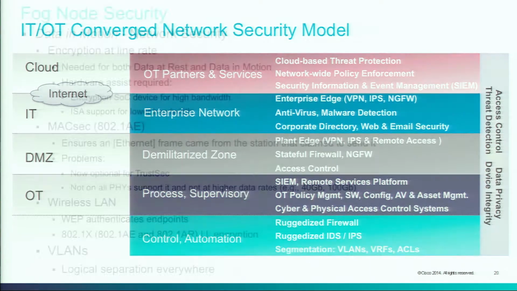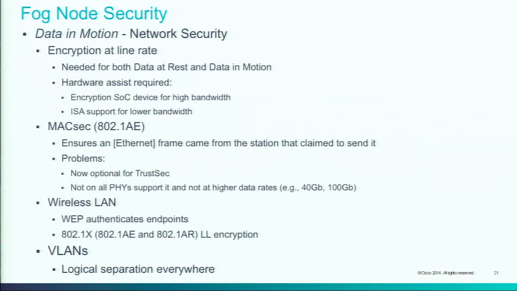So data in motion, network security. You need encryption at line rate. Obviously it's needed for both data at rest and data in motion, which means your encryption device has to be able to handle whatever rate your incoming, outgoing traffic is and whatever rate your traffic to disk is. It needs to be hardware assisted, at least in some ways, either an encryption SoC device for high bandwidth or, for lower bandwidth applications, ISA support may suffice.